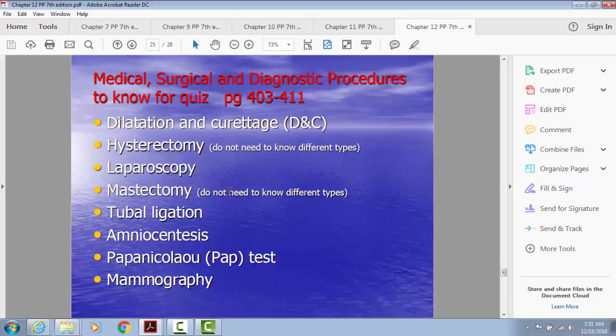The Papanicolaou test we talked about. That is on page 410. And then mammography, we also talk about that, which is an X-ray examination of the breast to screen for breast cancer.